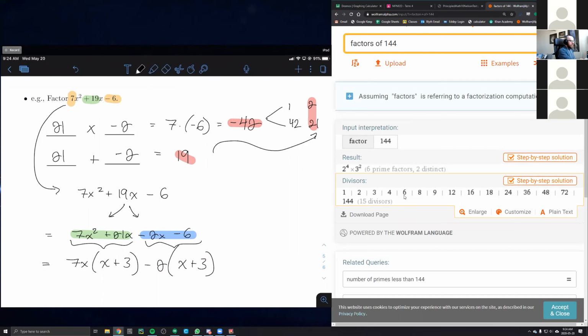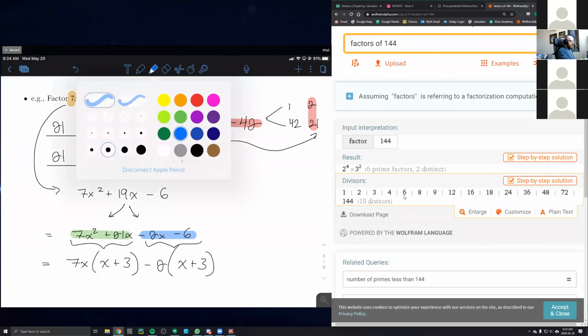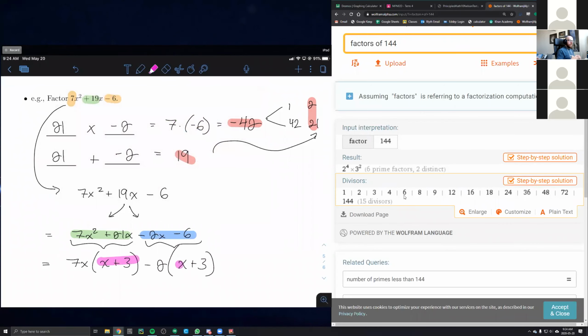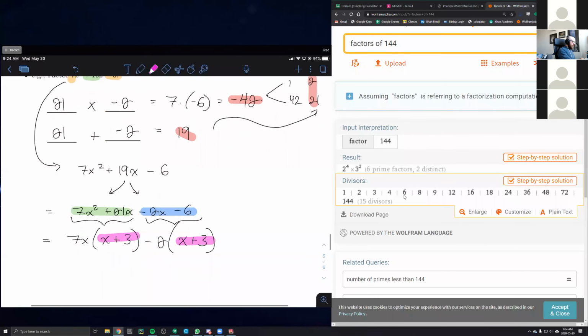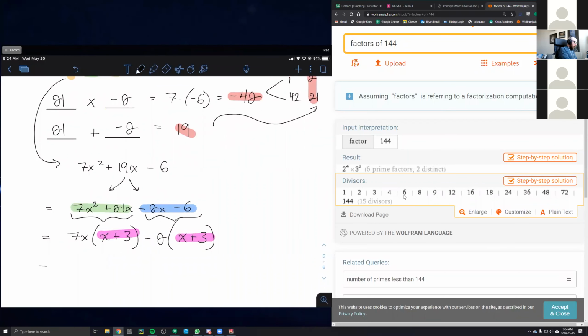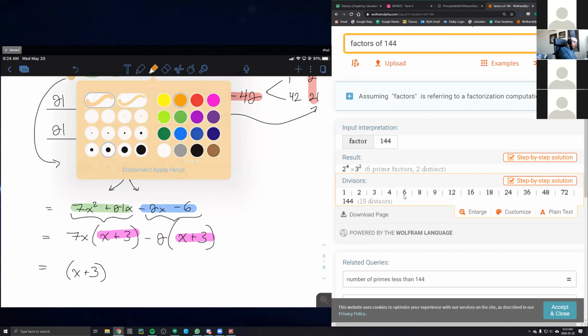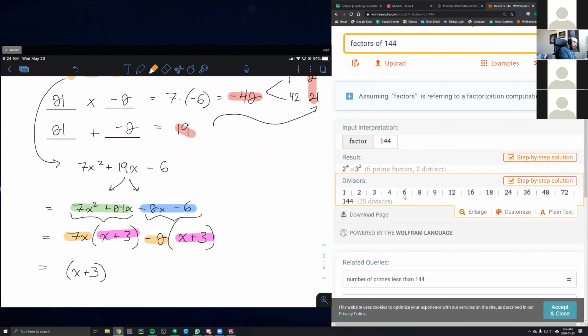And then from there, I recognize that we're all good. x plus 3 and x plus 3, my two brackets are the same. So very last step, I just pull out the bracket that's common to both of them. So x plus 3, and then the remainders, whatever is left over: 7x minus 2. And then I'm done. That's it.